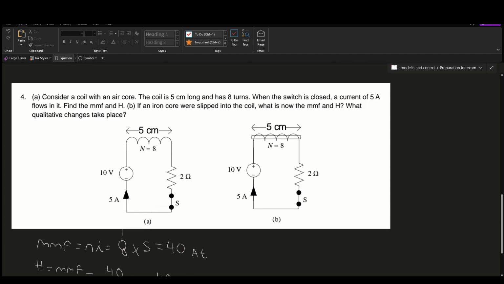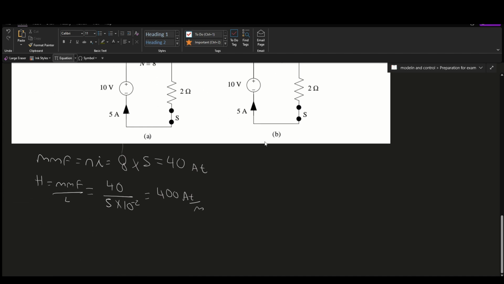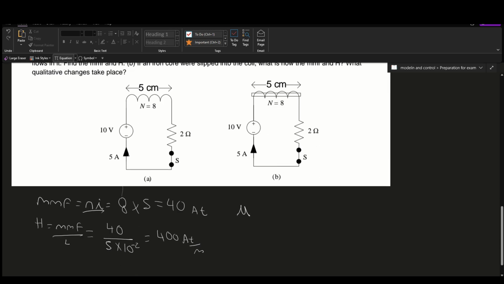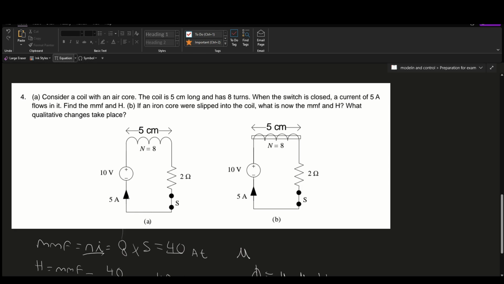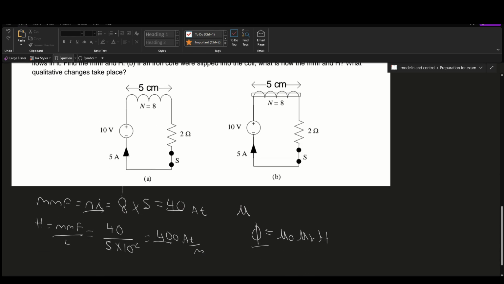And now for part B, they say that an iron core is put in the coil, in the middle of the coil. So as we can see here in the formulas, the permeability mu does not affect the MMF or H. So the values will not change. MMF will still be 40 ampere turns and H will still be 800 ampere turns per meter. That's it.